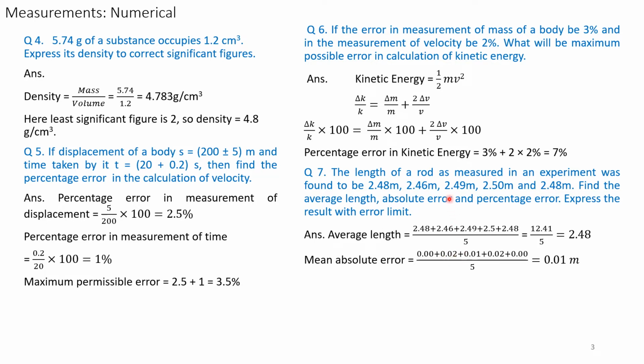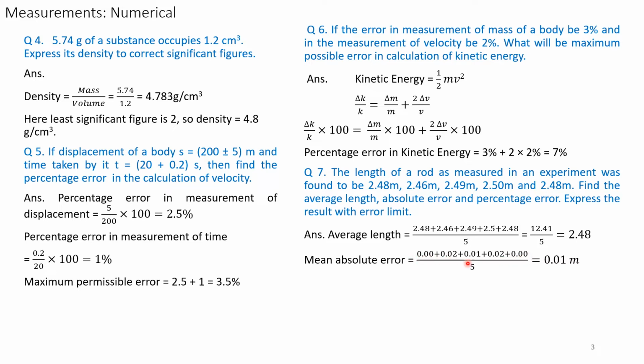Plus the third reading is 2.49. The difference between 2.49 and 2.48 is 0.01. Plus the fourth reading is 2.50 meters, and the average value is 2.48, and the difference is 2.50 minus 2.48, that is equal to 0.02. Plus the last reading, that is the fifth reading, is 2.48 and the average is 2.48. So the error is 0. It is written as 0.00.